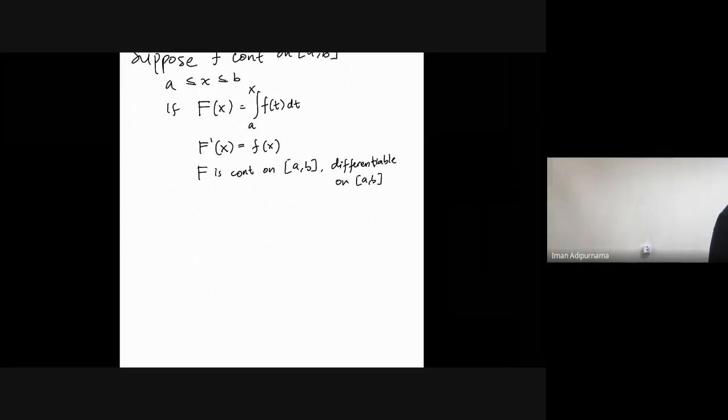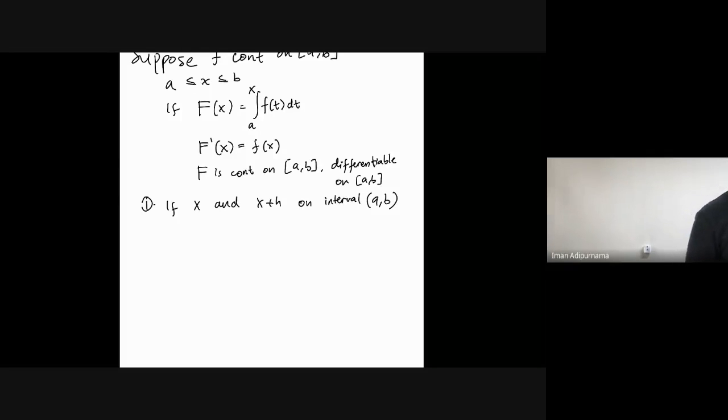So let me write first, if x and x plus h, let's say we have x and x plus h, both on the interval [a, b]. Let me write the x and x plus h. So x and x plus h, let's make these two become our points of integration.